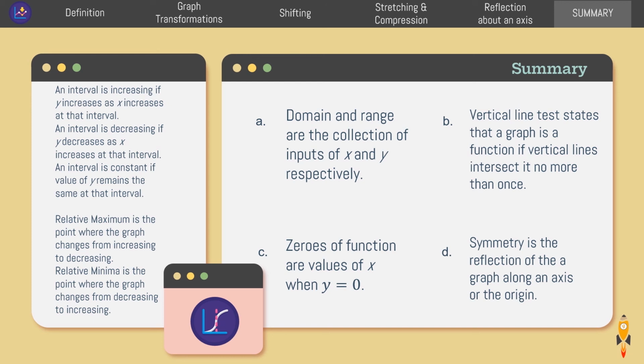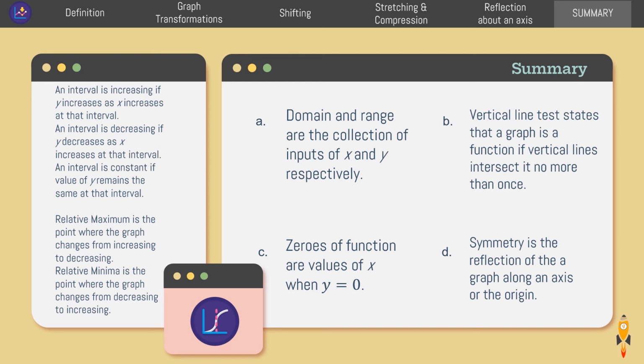Zeros of function are values of x when y equals zero. An interval is increasing if y increases as x increases at that interval. An interval is decreasing if y decreases as x increases at that interval. An interval is constant if the value of y remains the same at that interval.